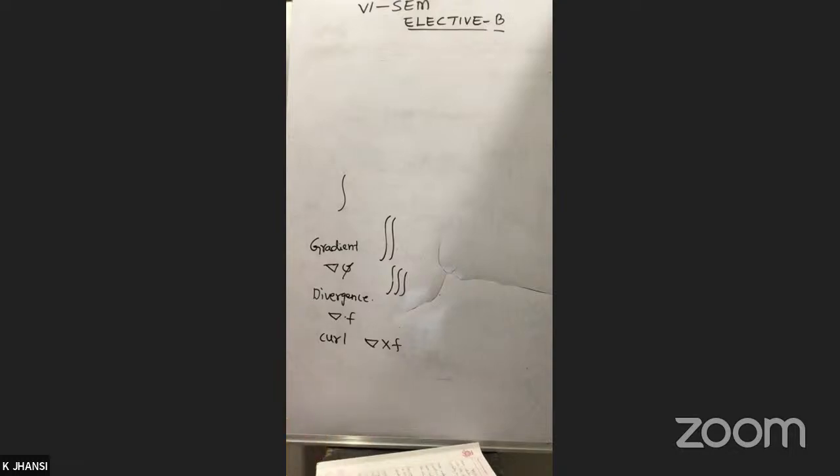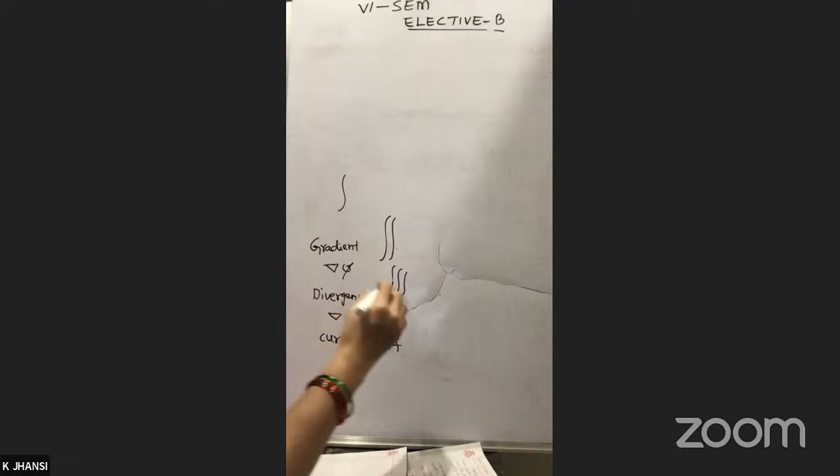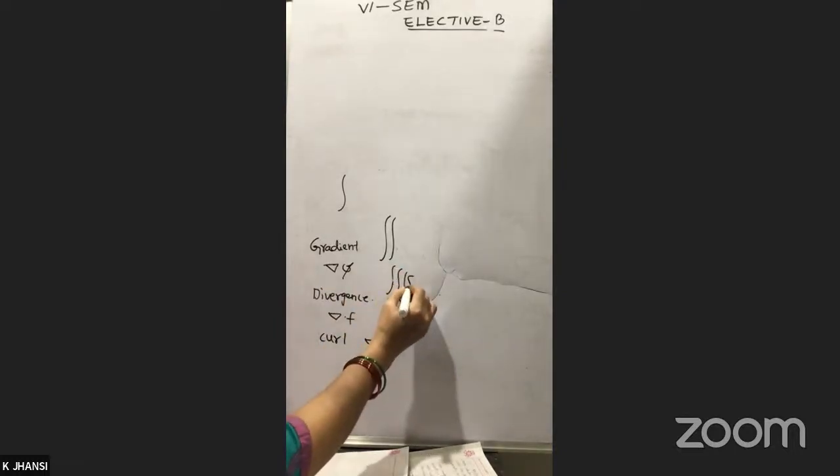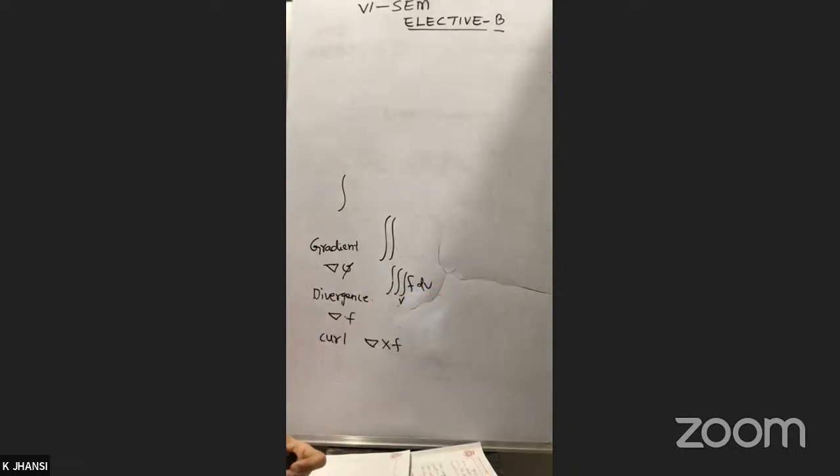And unit 8 is about volume integrals and applications of vector integration. Volume integration means how you define the integral over a volume. We denote it with the help of a triple integral, the integral over V of f dV. This is called the volume integral. On volume integrals also you have problems.